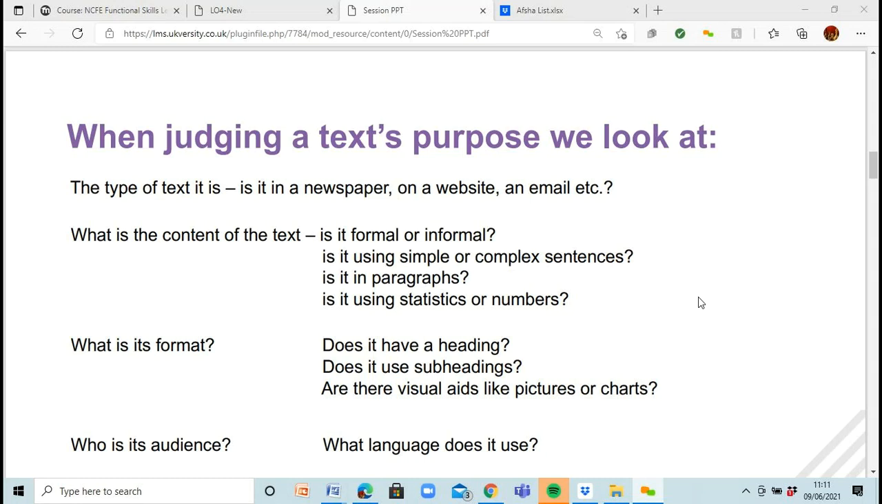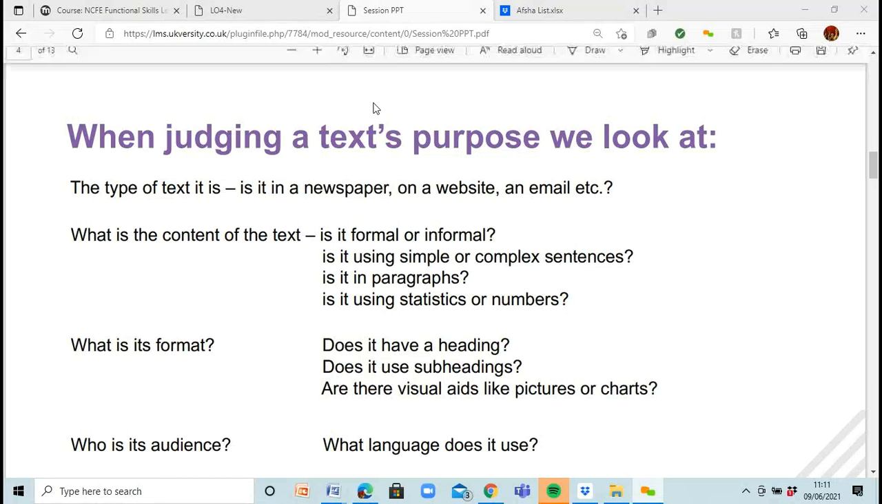So what is the context of a text? Is it formal or is it informal? What sort of language are they using? Are they using simple sentences or are they using complex sentences?